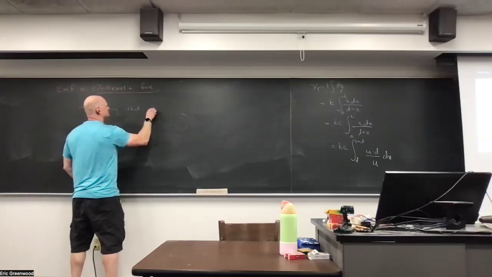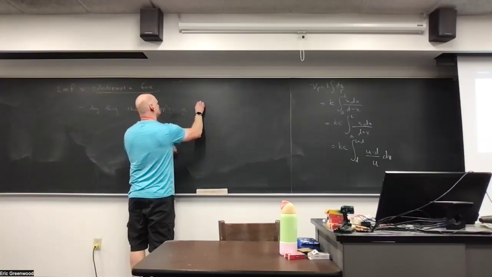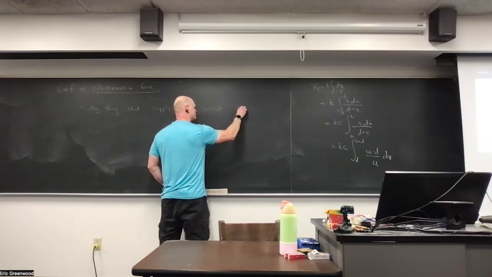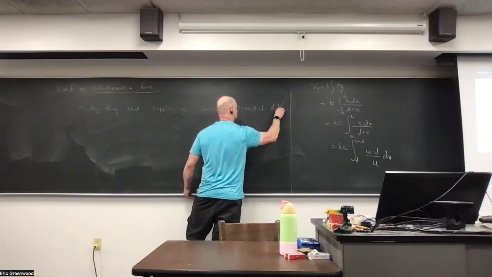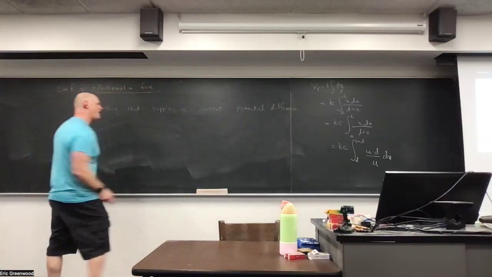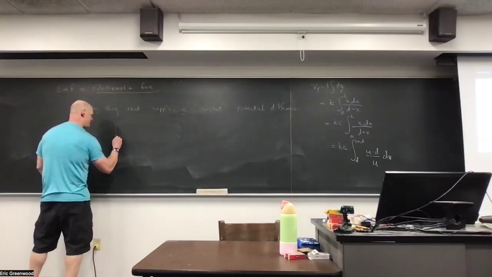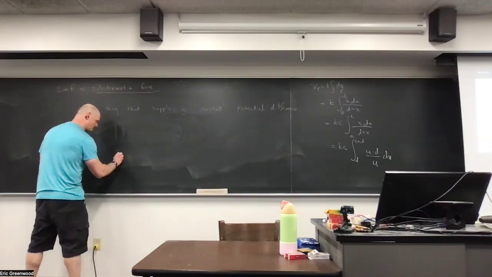So an EMF is anything that supplies a constant, but then in quotations, potential difference. So this is what we call an EMF. So an EMF is anything that supplies a constant potential difference. So basically what this means is if I had a battery, so let's say this is a battery, which again is a special type of EMF.